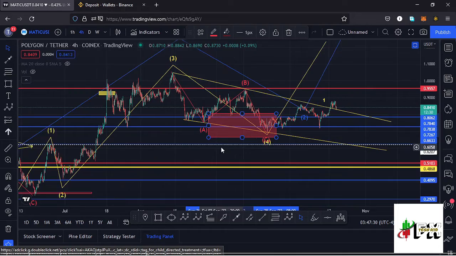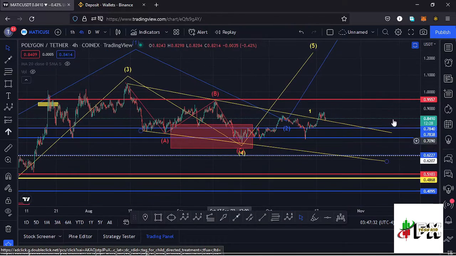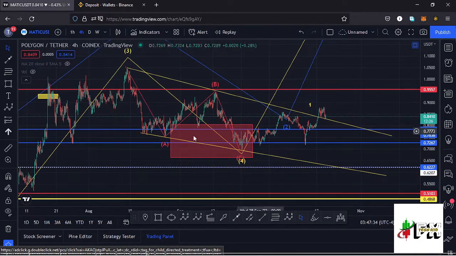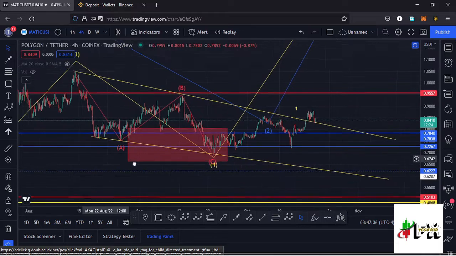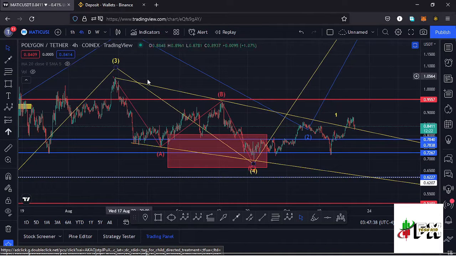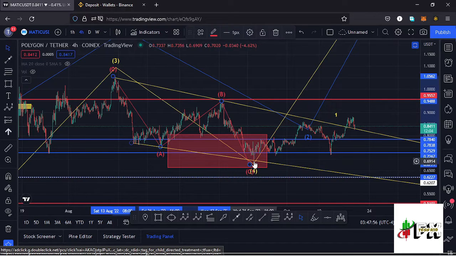And because our wave 4 is also a corrective wave, I also expected to see an ABC corrective movement, and I believe we have seen that here on the Polygon Matic chart, having this as the wave A, then a wave B making our high at around the $0.94 mark, then continued pushing lower in the formation of wave C, which made a low at around the $0.69 mark, and I believe the low for that fourth wave was in at around the $0.69 mark.